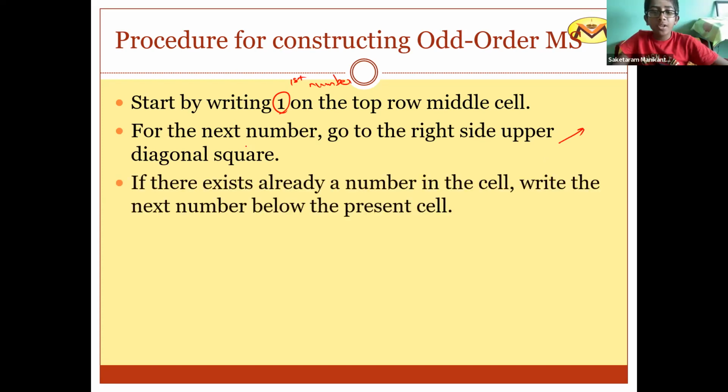Sir, but if you have to start in the top row and middle column, then there will be only one unique possibility, right? That's a great comment. I'll reply to that in the next 15 minutes.